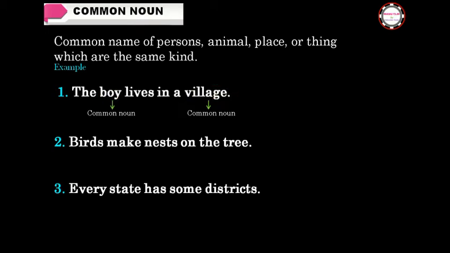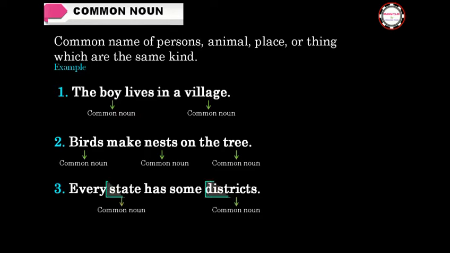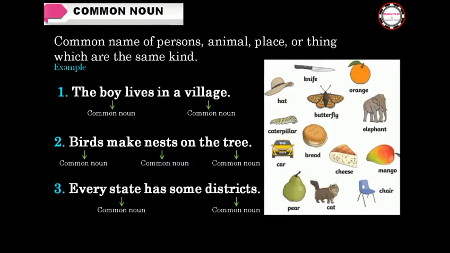The second sentence: birds, nests, tree. These three words are nouns, but they are common. So they are common nouns. In sentence 3, there are two nouns. They are state and districts. These two nouns are common nouns. Observe the pictures. Vehicles, objects, fruits, animals, all are common names.